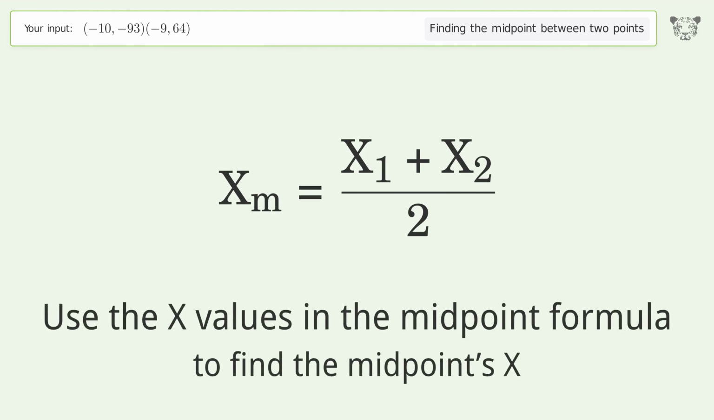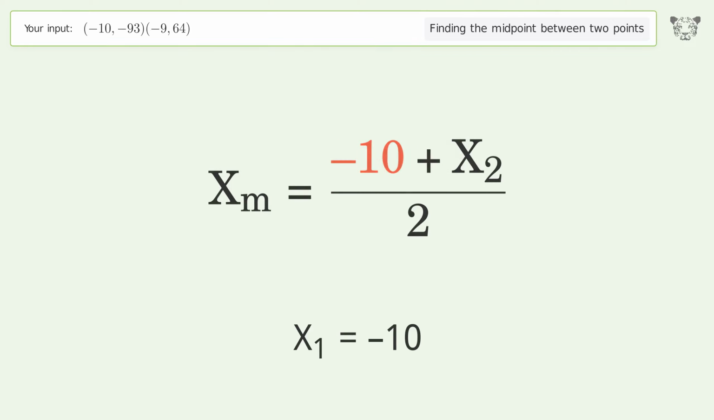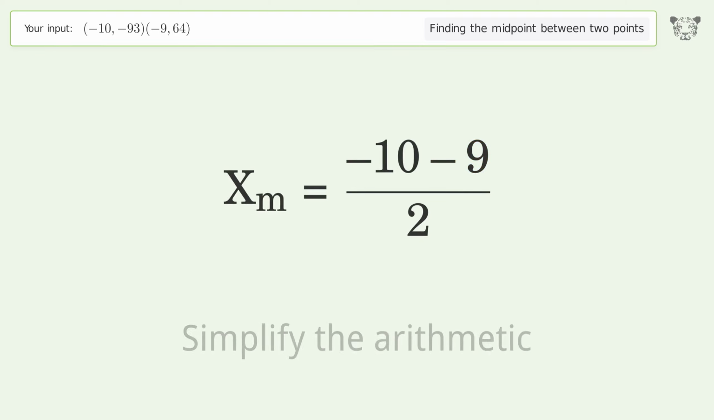Use the x values in the midpoint formula to find the midpoint's x. x1 equals -10. x2 equals -9. Simplify the arithmetic.